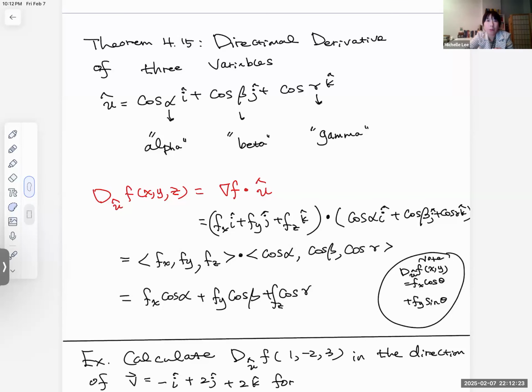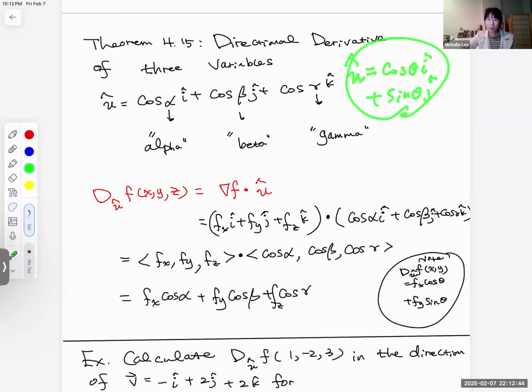Okay, so we have Theorem 4.15, directional derivative of three variables. Look, if we have two variables, the unit vector u has cosine theta i hat plus sine theta j hat, right? Then we have more variables, so we don't know which theta to use. So instead of sine, we are using cosine alpha, cosine beta, cosine gamma. Can you see that? Can you compare with this?